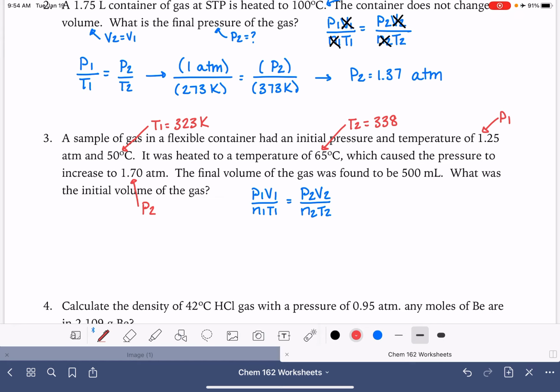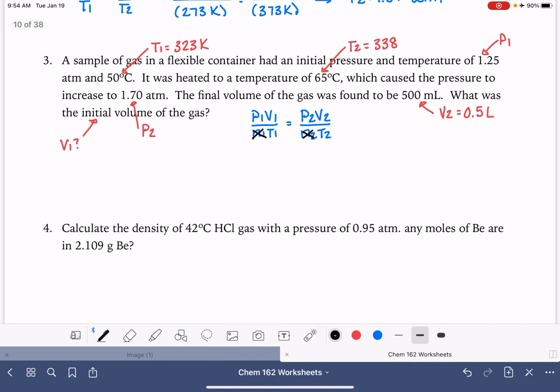The final volume was found to be 500 milliliters. So this is our V2. And remember, our volume should be in units of liters, so we'll divide by 1,000, 0.5 liters. What was the initial volume? This is the variable that we're trying to solve for. The problem doesn't tell us anything about the number of moles, so we can eliminate that from the equation under the assumption that moles do not change at all.